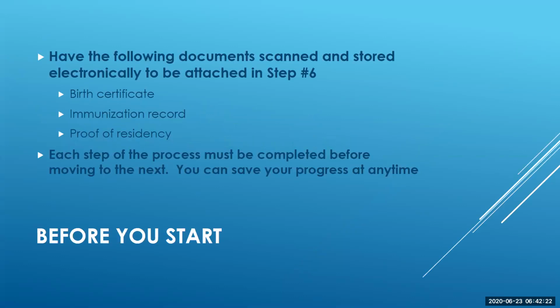Before you begin, make sure you have scanned the following documents and have them ready for electronic upload: a birth certificate, immunization record, and proof of residency, something like a utility bill or a lease agreement. Each step of the process must be completed before moving to the next. You can save your progress at any time. Okay, let's begin.